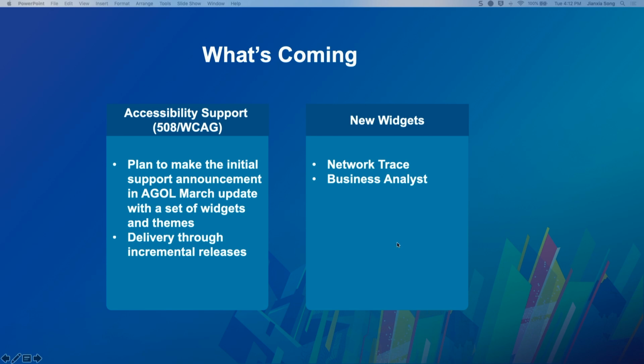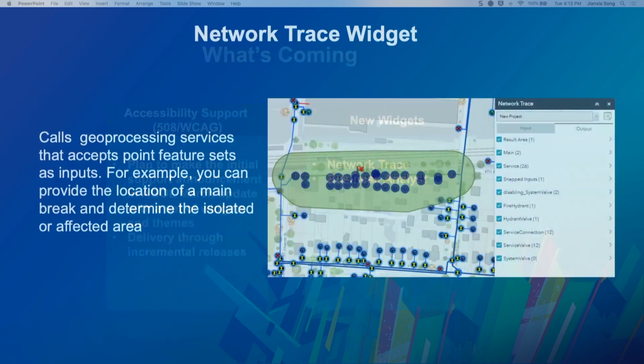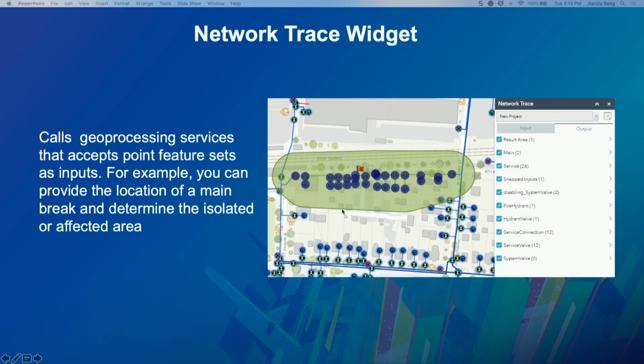In March, we will have network trace new widget and the business analyst. In March is network trace widget. Basically, behind the scene costs your processing services. That takes a point feature in and out as other feature sets. For example, you can provide the location of a main break and determine the isolated area.